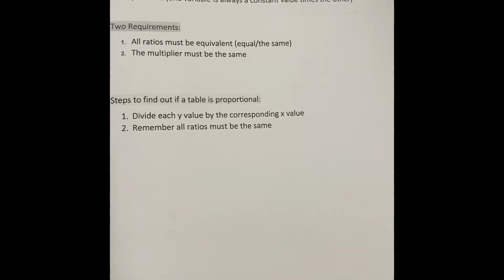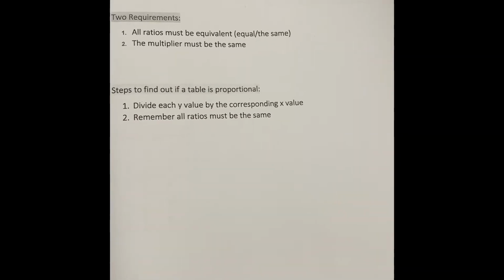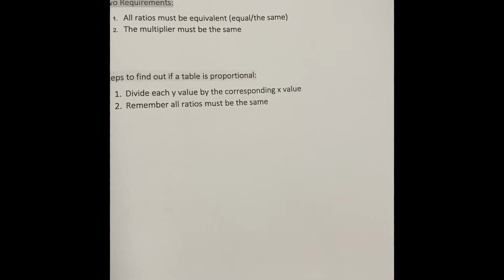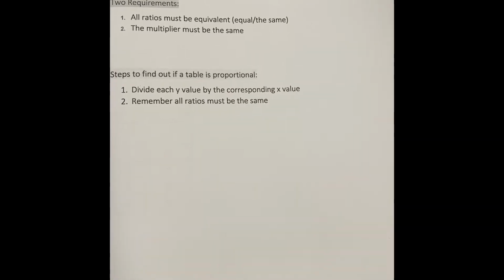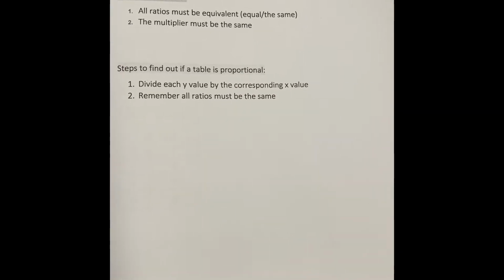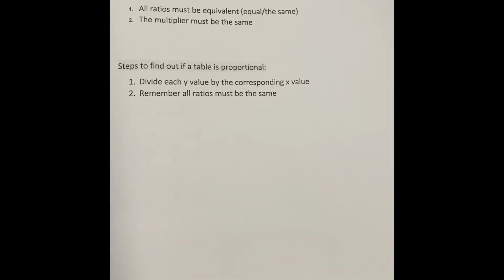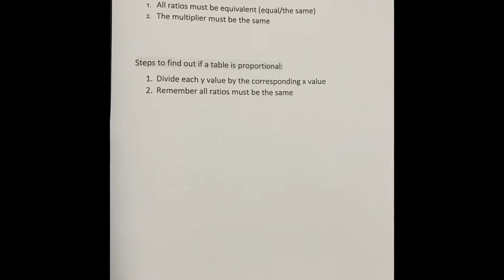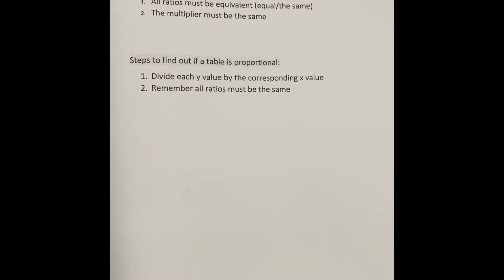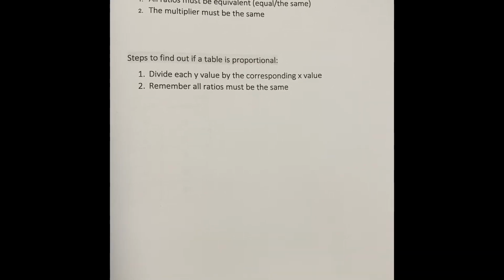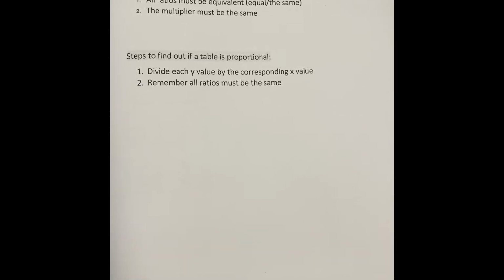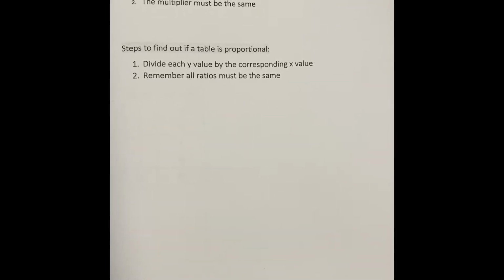Proportional relationships are relationships between two variables where their ratios are equivalent. This is the same thing as saying one variable is always a constant value times the other. Okay? Next, when we're talking about relationships in tables, we have two requirements. One, all ratios must be equivalent. And in case you're confused or can't remember what equivalent is, that means they're equal and the same.